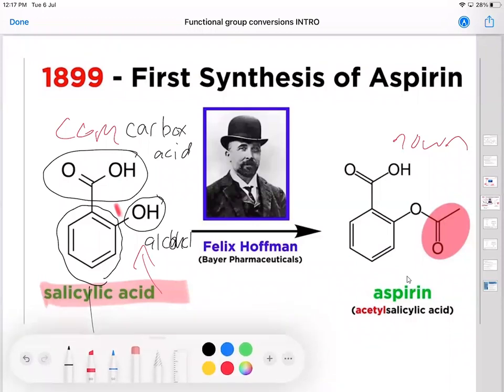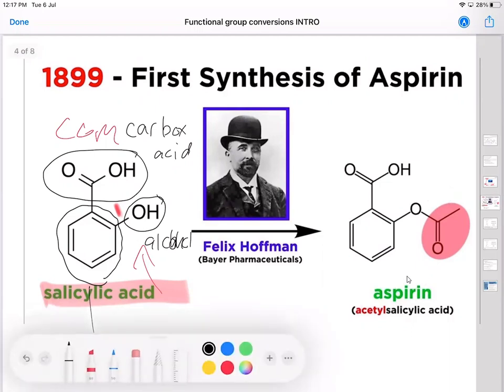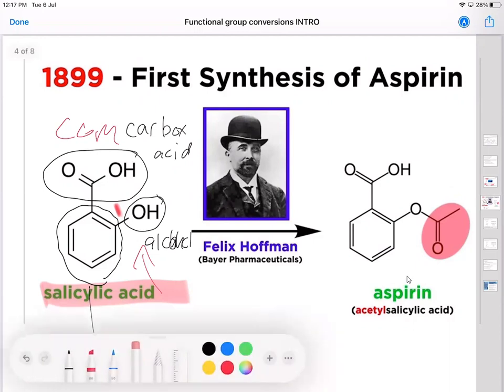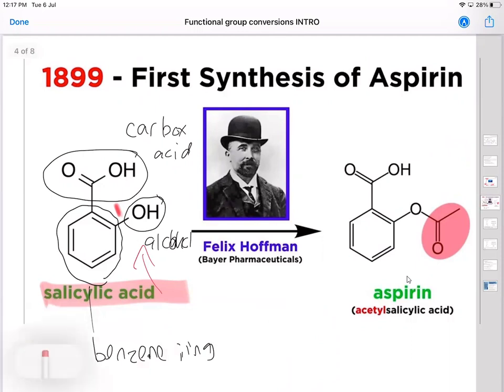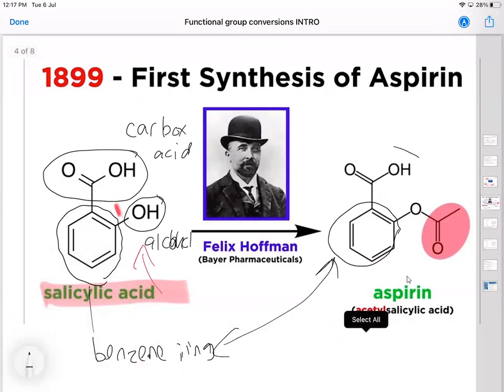Cool. Okay. Then on the right-hand side, we're going to do exactly the same thing. Have a look at what's on the right and tell me what functional groups you see. Benzene ring. Correct. The benzene ring is the same. That hasn't changed. And then what else? The acid stayed the same. Correct. So that's the carboxylic acid.